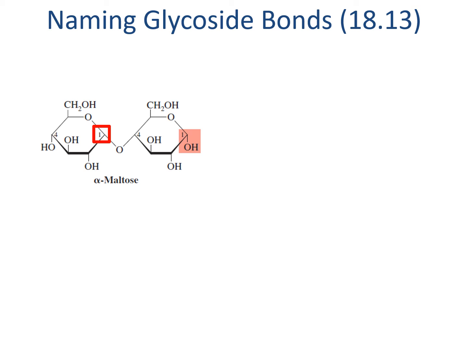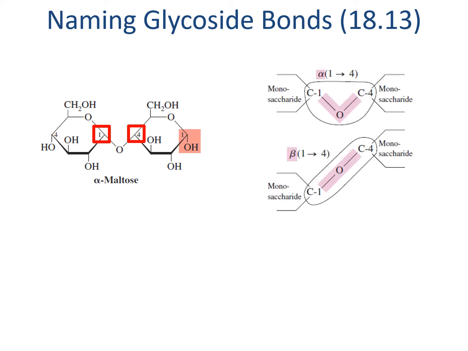We know it's alpha because the oxygen outside of the ring is pointed down, and it's on the opposite side of the CH2OH for that ring. The acetal carbon, which is at the 1 position, is connected to the 4 position of the other glucose. So then we'd say that the glycoside bond is alpha 1 to 4. We indicate that with an alpha sign and then a parentheses, 1 arrow 4.